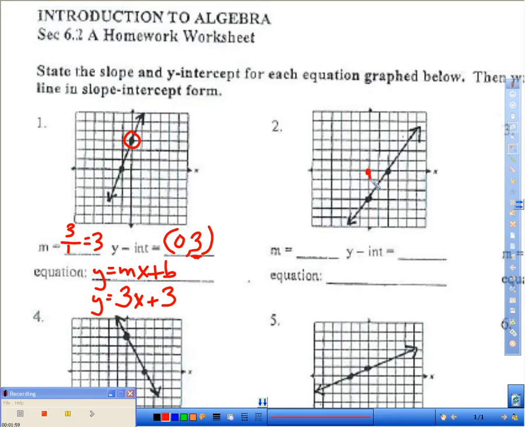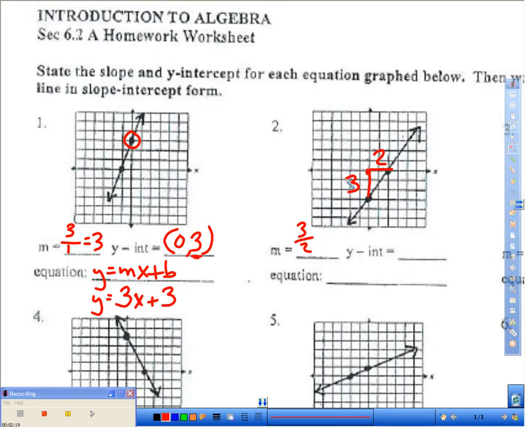So I'll just add a third point right here and then count up and over. So we know that since the line is slanting this way, we're going to have a positive slope, and it would have a rise of 1, 2, 3, and it would have a run of 1, 2. So our slope on number 2 is going to be rise over run, so that's 3 over 2. That can't be reduced, so we'll leave it as the fraction 3/2.